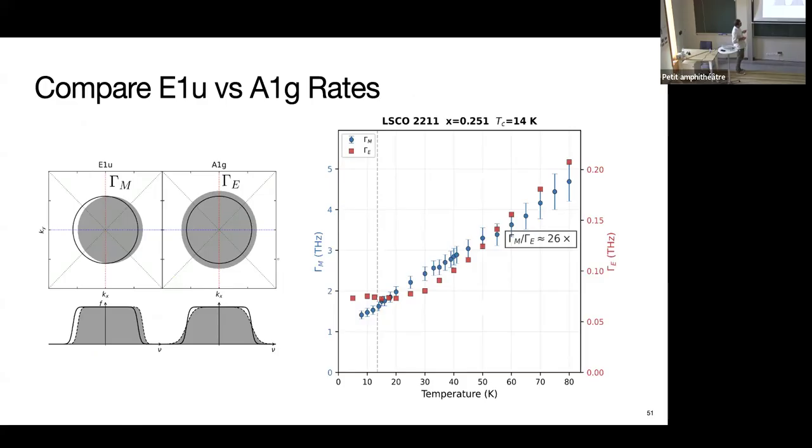This is a plot for one of those systems. In blue is this momentum relaxation rate, so that is this kind of famous linear in T temperature dependence, with a coefficient very close to, in this case, 2. And red is the energy relaxation rate. And note that they're plotted on different scales. So the thing that I want you to take away from this is that energy relaxation is much, much, much slower than momentum relaxation.